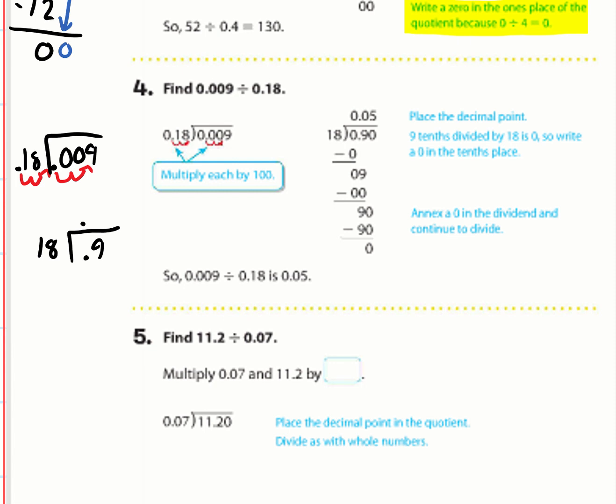So 18 cannot go into 9, so we're going to annex the 0 in our dividend. So 18 goes into 90. Well, 18 cannot go into 9, so we're going to add a 0 here. 18 goes into 90 5 times. So 5 times 18 is going to be 90. After we subtract, we get zeros. So our final answer is 5/10.